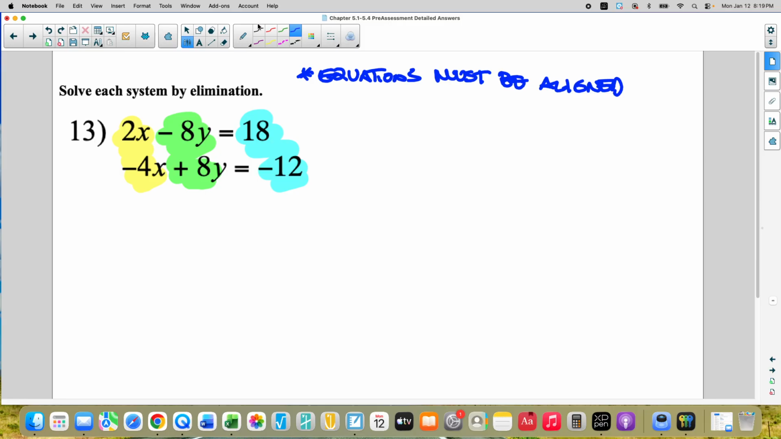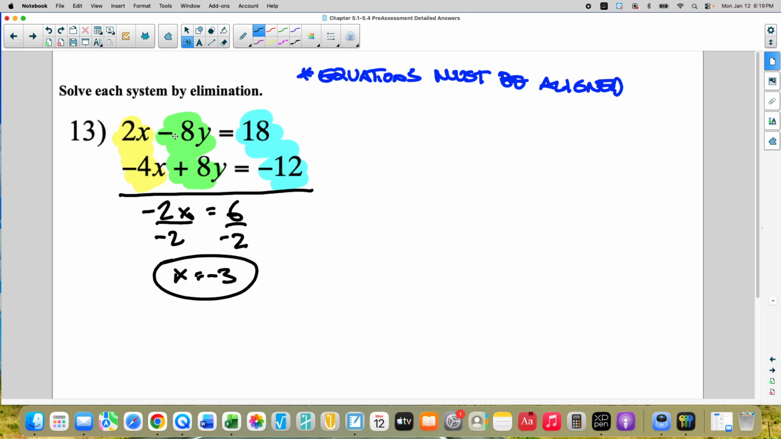So if we add these columns, 2x, negative 4x makes negative 2x. Negative 8y and positive 8y, their coefficients are opposite of each other, so they're going to cancel. And then we get 6. 18 minus negative 12 is 6. Divide by negative 2. X equals negative 3.